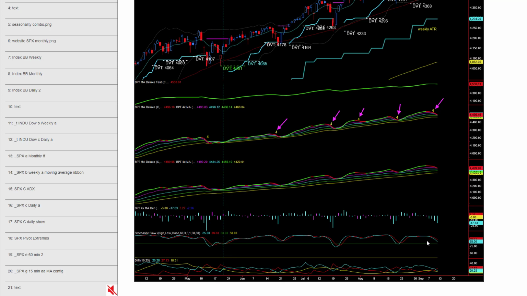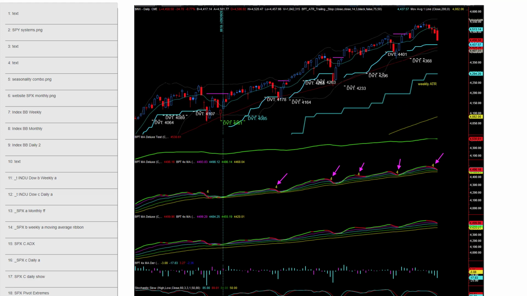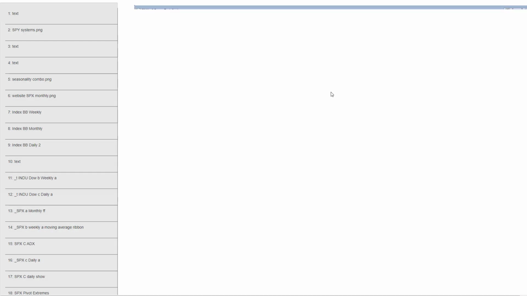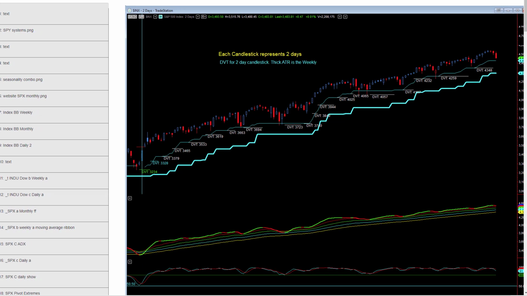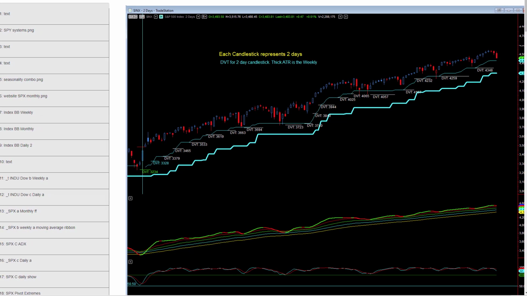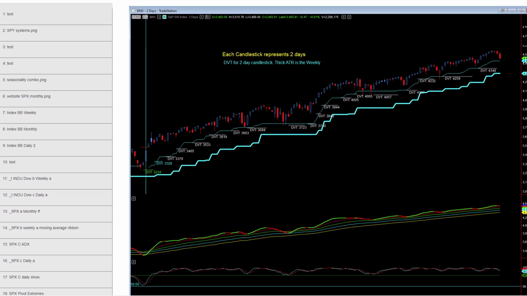The 60 stochastic is still over 80%. So that's, if you want one positive for the market, that would be a positive. The fact that it's still way up there in momentum condition. Next, chart 22. Here's the 2-day KISS chart. So no new changes here. DVT still 43.48. It's been there for a while now.